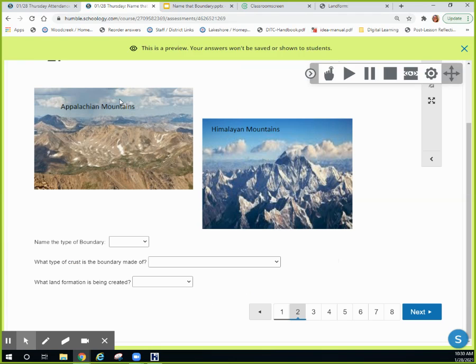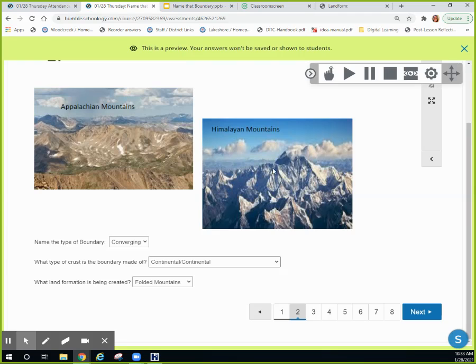Okay, so for the next one, we have 2 images of different mountain ranges. One is the Appalachian Mountains and one is the Himalayan Mountains. And I think the easiest question to answer first is, what kind of mountains are these? And then we can determine the boundary and the crust type. So we determined that these are folded mountains.